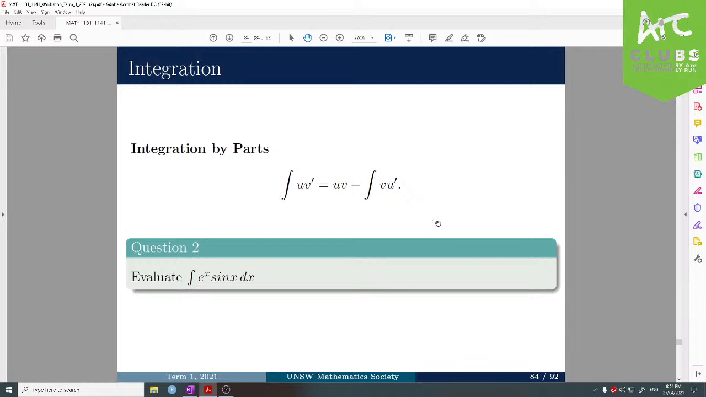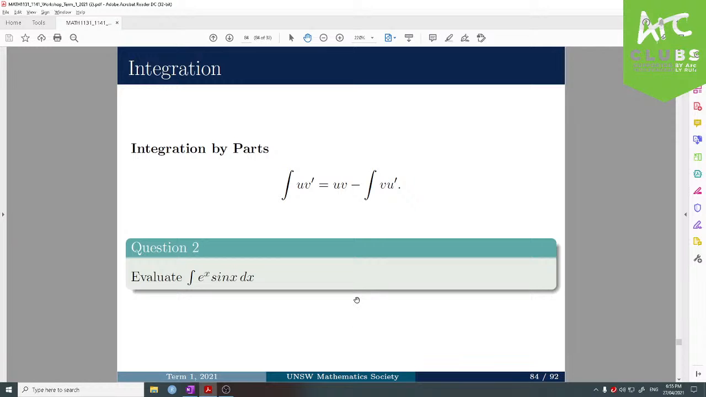So to do this, I usually like to set it up by finding out what all the u's, the v's, the u dash, and v dashes are. It will make more sense in the working out that I show you for this question here. So it says evaluate the integral of e to the power of x sine x dx.